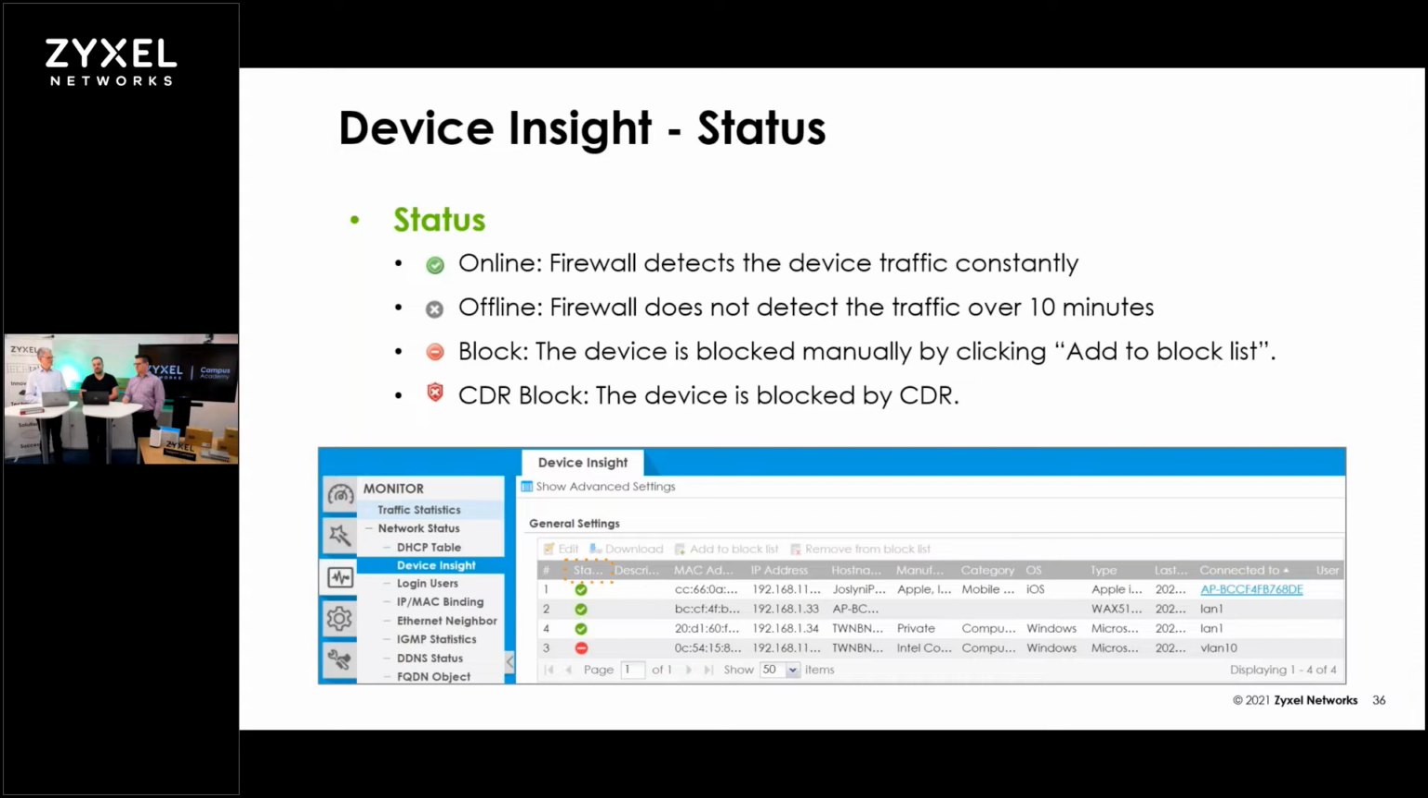And we have 4 statuses here. The first status is online, which means the device is always online or at right now online. Then we have offline, which means the device has not sent traffic for more than 10 minutes. And we have block if you manually block the device. And we have CDR block. So CDR is an advanced UTM feature. And in case CDR is blocking the client, it will also be shown in the Device Insight table. CDR I will explain in a few minutes.